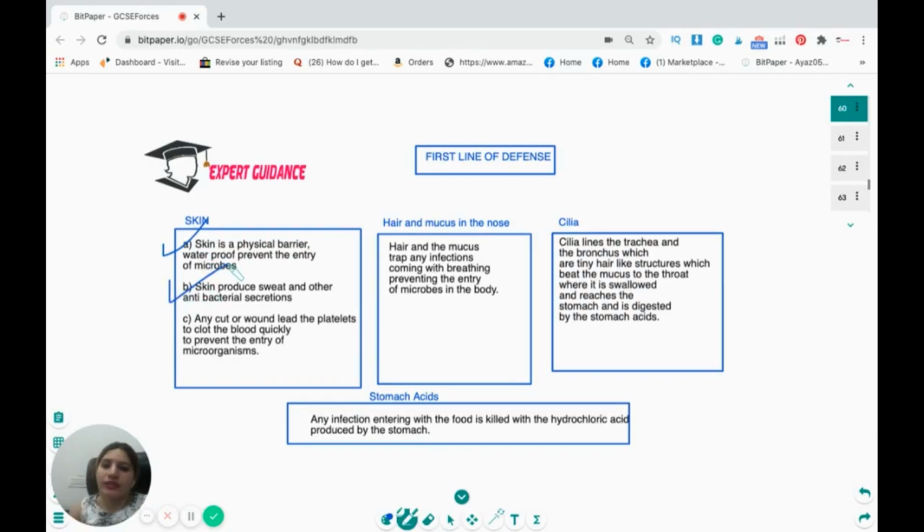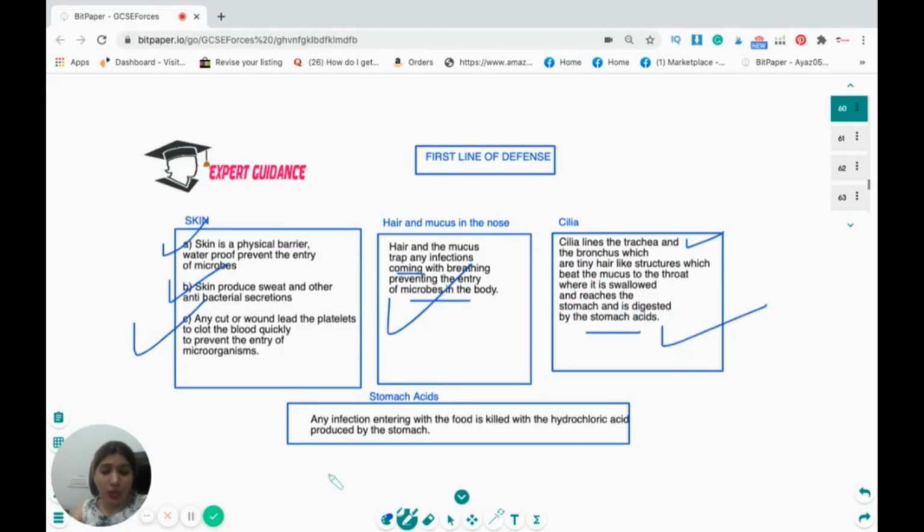Any cut or wound leads the platelets to clot the blood quickly to prevent the entry of microorganisms. There are hair and mucus in the respiratory tract that trap any infections coming with breathing and prevent the microbes from entering the body. There are cilia, which are hair-like structures which line the trachea and the bronchus, which beat the mucus to the throat where it is swallowed and reaches the stomach and is digested by the stomach acid.